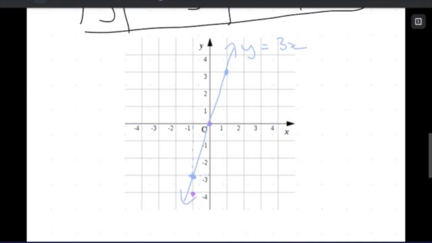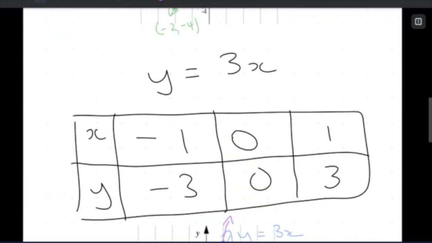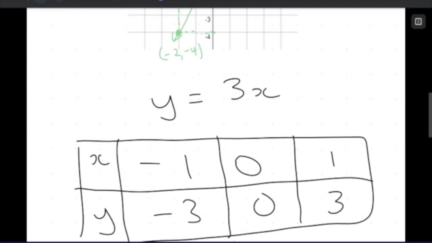When x equals 0, y equals 0. And when x equals 1, 4 lots of 1 will give me 4. So connecting these, I get something even steeper for y equals 4x. So we can establish a relationship here. As my number in front of x goes up, my graph will get steeper.